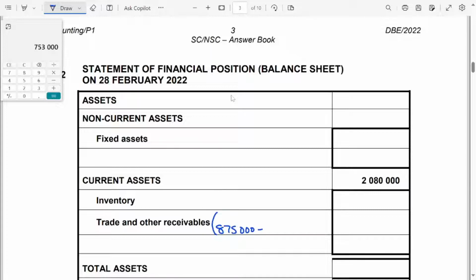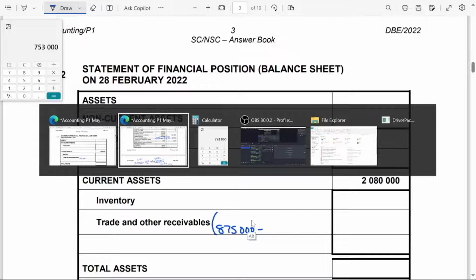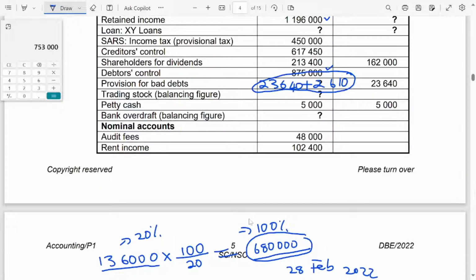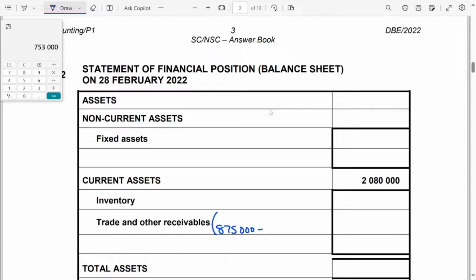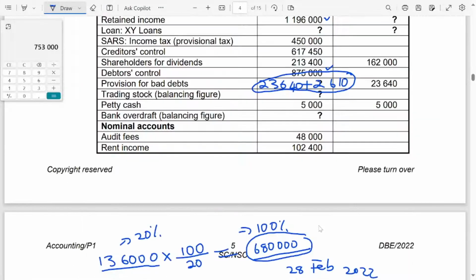Then we're going to subtract the provision for bad debts, because the provision for bad debt decreases the debtors control. So it is 23,640, minus 23,640, minus 2,610. Right. Let's continue.